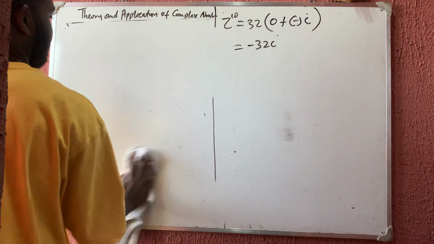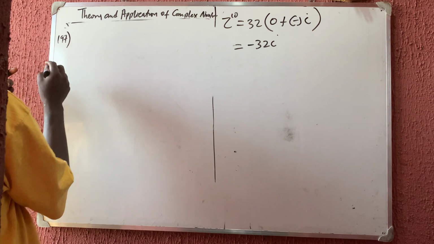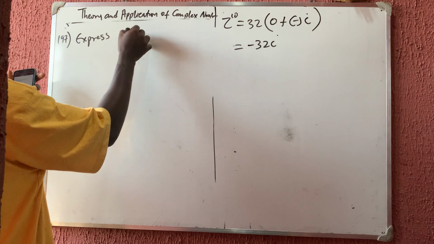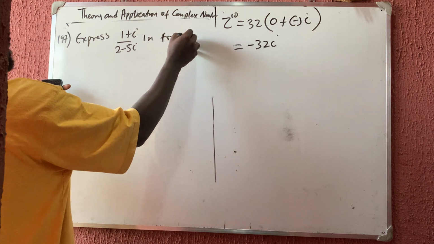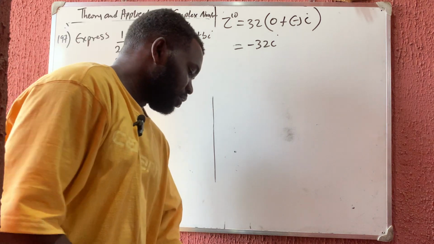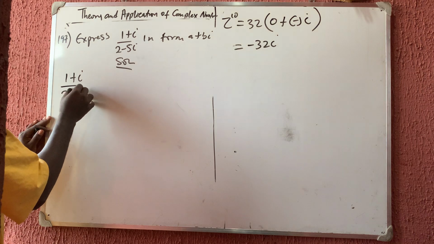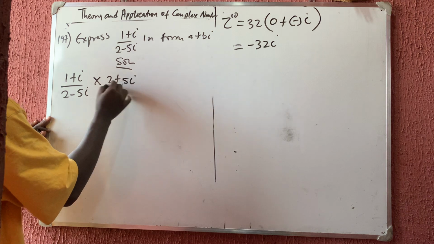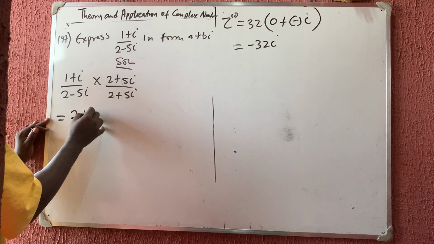Question number 197 said express 1 plus i all over 2 minus 5i in the form a plus bi. Just rationalize. Solution. If you rationalize, I'm going to have that 1 plus i all over 2 minus 5i times 2 plus 5i over 2 plus 5i. If you multiply, 1 times everything is the same thing, 2 plus 5i.